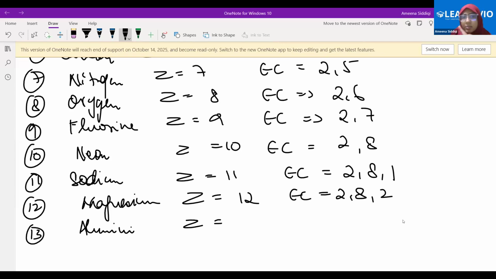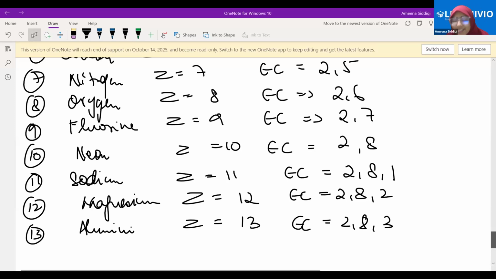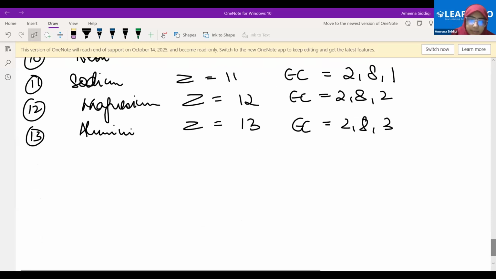Z equals to 13. So aluminium, the atomic number is 13, but in the electronic configuration, look here. 2, 8, and 3. Okay. Good. 14th is silicon.